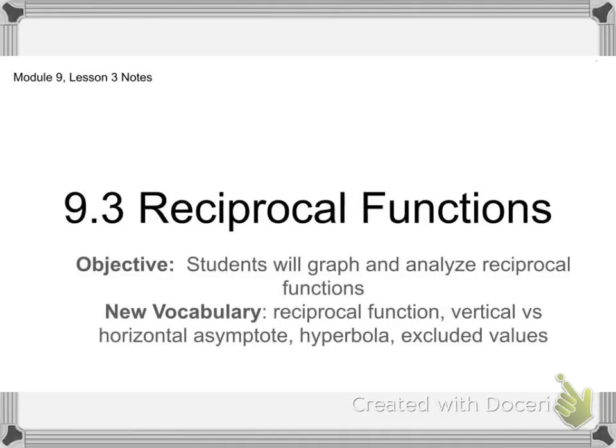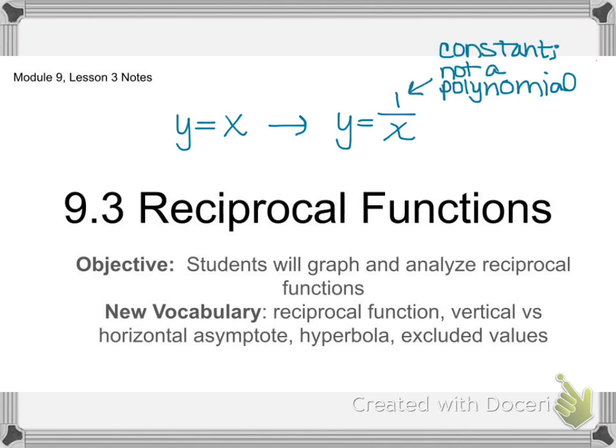Let's get started with section 3 of chapter 9, where we're going to look at reciprocal functions. Notice this word reciprocal, it's not rational functions, it's a reciprocal function. For example, the reciprocal of this linear function, y equals x, is y equals 1 over x. So this isn't a rational function because the numerator is a constant, not a polynomial. So it's just a reciprocal.